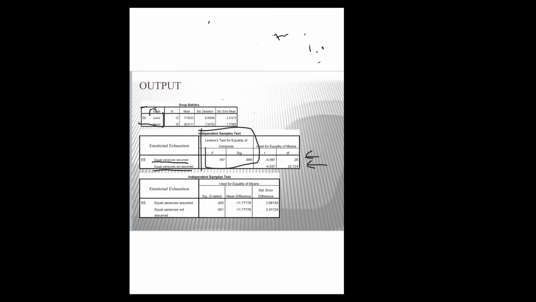This is very simple. You don't have to remember, the F and the sig are basically the same thing. We're going to deal with the sig, and we are going to deal with this number right here, 0.669. Again, it is a p-value, and it is above 0.05.